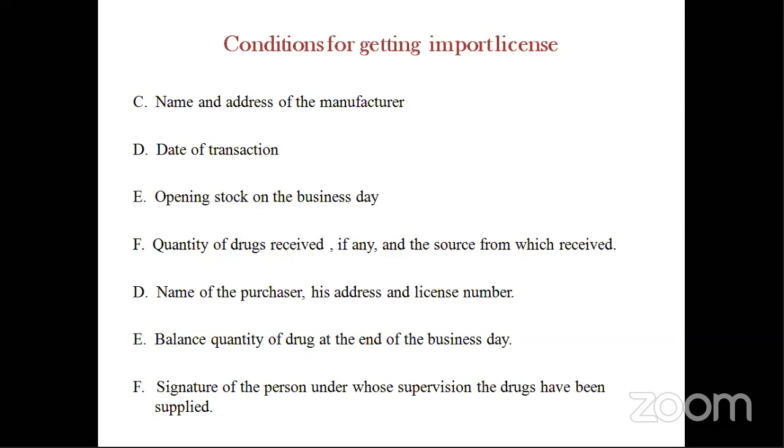Next, the balance quantity of drugs at the end of the business day. After stock clearance, if you consider 50 kg of material and you have cleared 30 kg of stock, you have 20 kg remaining. This remaining quantity of 20 kg you should mention in the record book: our total quantity 50 kg, cleared stock 30 kg, and remaining stock 20 kg. You have to mention this.